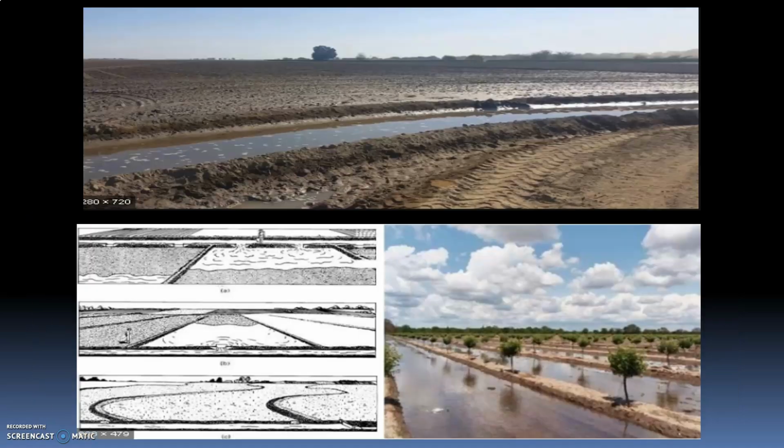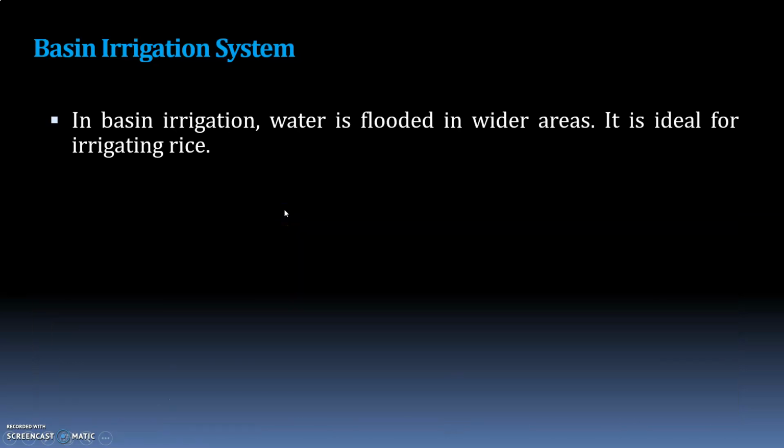Okay, these are the examples for border irrigation system. So these are the borders. The water is here. So the next one is the basin irrigation system.